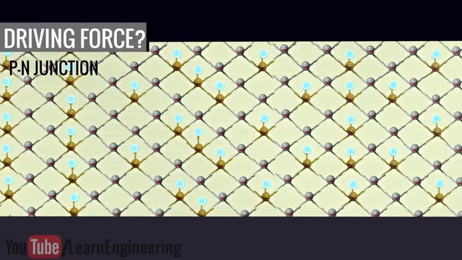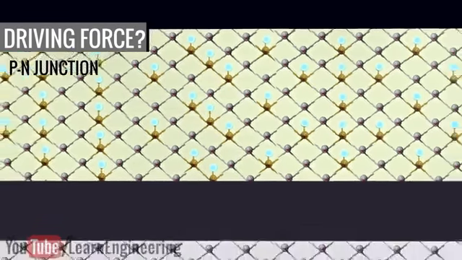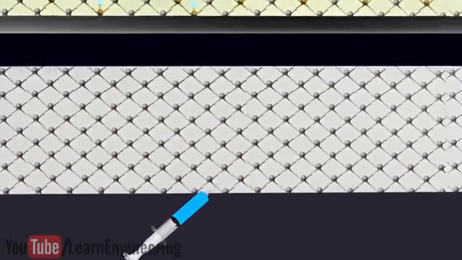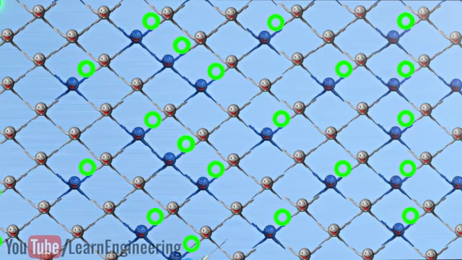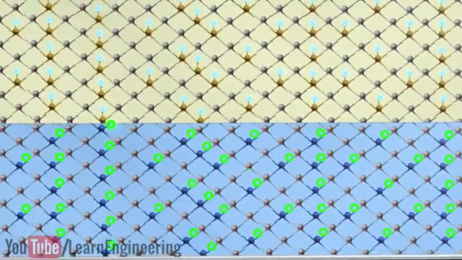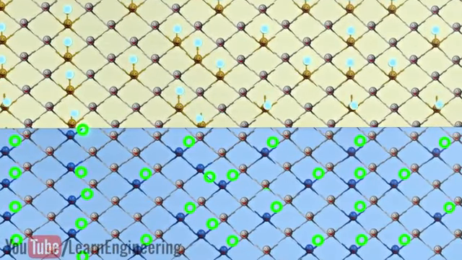Let's see how a p-n junction produces the driving force. Similar to n-type doping, if you inject boron with 3 valence electrons into pure silicon, there will be 1 hole for each atom. This is called p-type doping. If these 2 kinds of doped materials join together, some electrons from the n side will migrate to the p region and fill the holes available there.